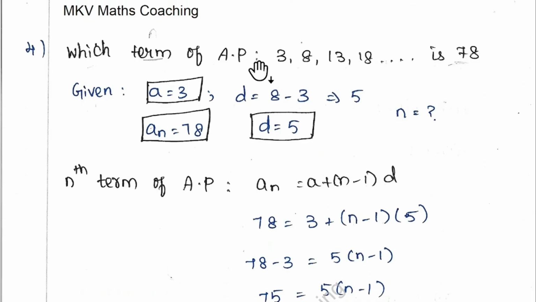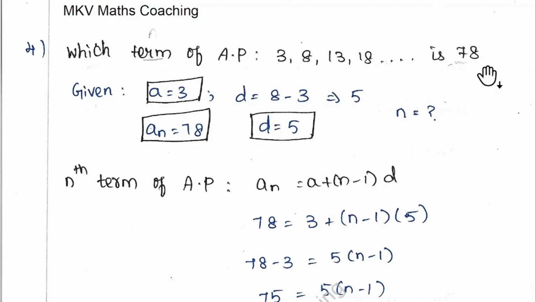And for the next problem, which term of the AP is 78? They have given one series: 3, 8, 13, 18, right? So to understand the question properly, just leave this series and read the question alone. Which term of the AP is 78? So in this series 3, 8, it is getting added, right? So the number is getting increased, so at last it gets 78. That is the question. Which term of the AP is 78 means, which term has 78? So 3, 8, 13, 18 goes on till 78, right?